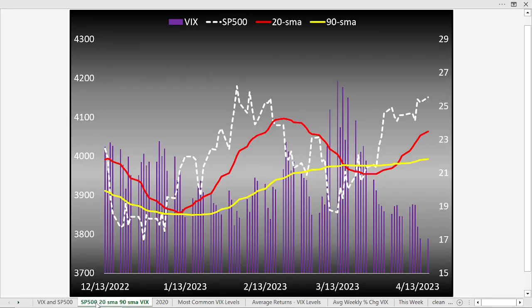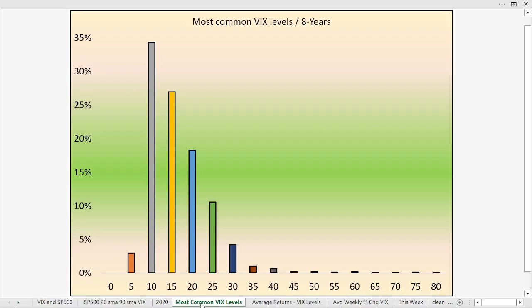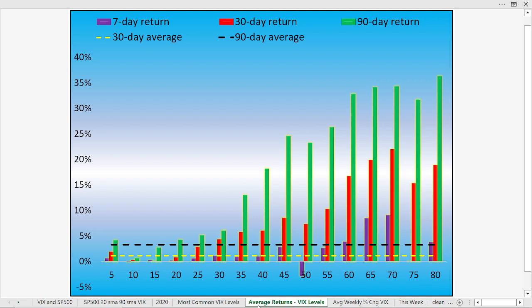We can compare the S&P 500 shown in white to the VIX, the purple histogram bars, again, at a level right now of 17. Now, the most common VIX levels are around 10, 15, 20. We can see this is the count over the past 8 years at which levels the VIX was most commonly found. So we're right in the area of complacency, meaning we're right in the area we usually expect the VIX to be when the market has a neutral or somewhat positive tone to it. That's how we would describe the S&P 500 lately.